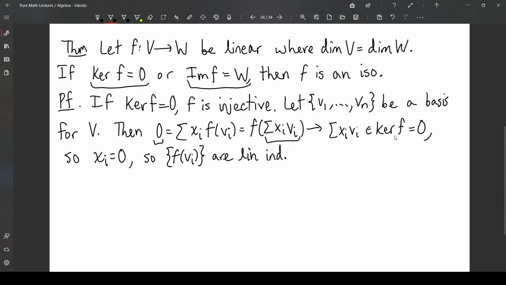Okay, so I skipped a little step, so let me elaborate. Here we have that 0 equals a linear combination of the basis vectors, so that means that each coordinate is 0. And so what we've shown is that if we have a linear combination of the f of v sub I which gives us 0, then that linear combination has to be the 0 combination. All the coefficients are 0.